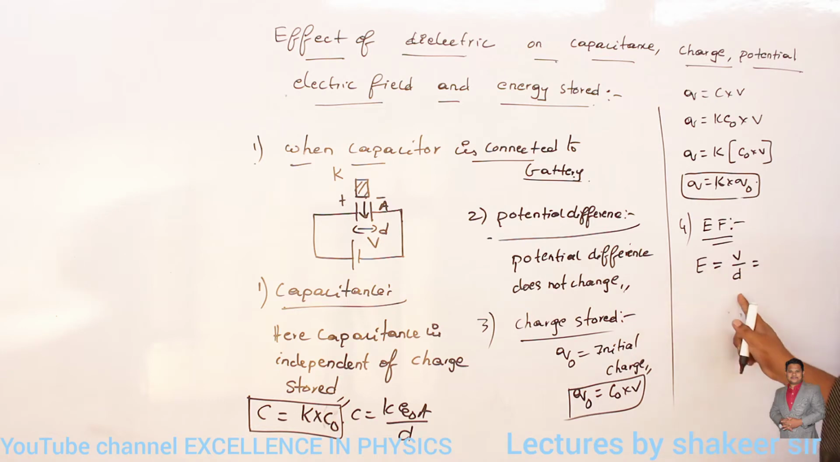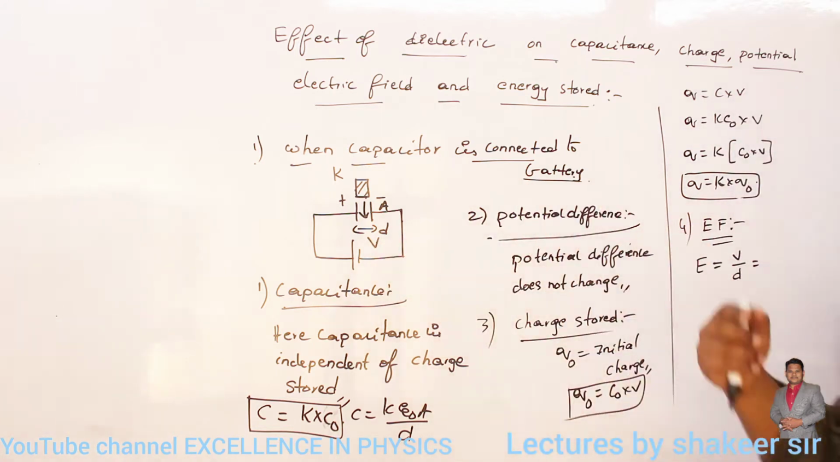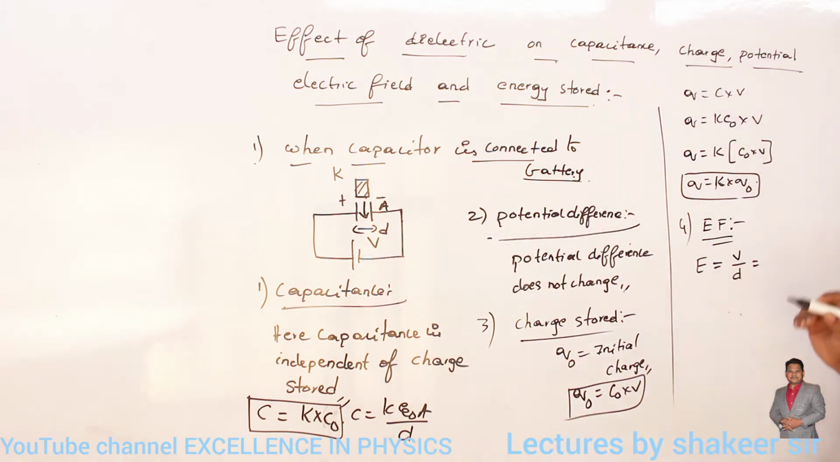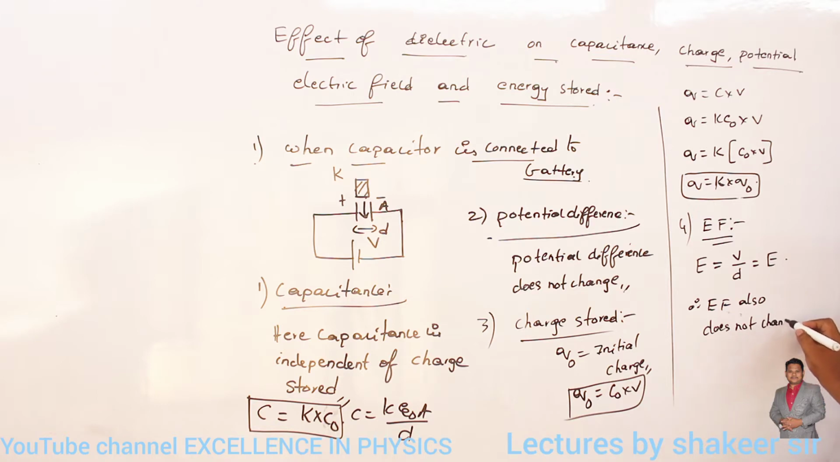No. Distance between the plates, is it changing? Distance between the plates of the capacitor, is it changing? No. So potential difference is not changing, distance between the plates is also not changing. So therefore E remains to be E only. So therefore electric field also does not change. Clear? Next, last, fifth one.